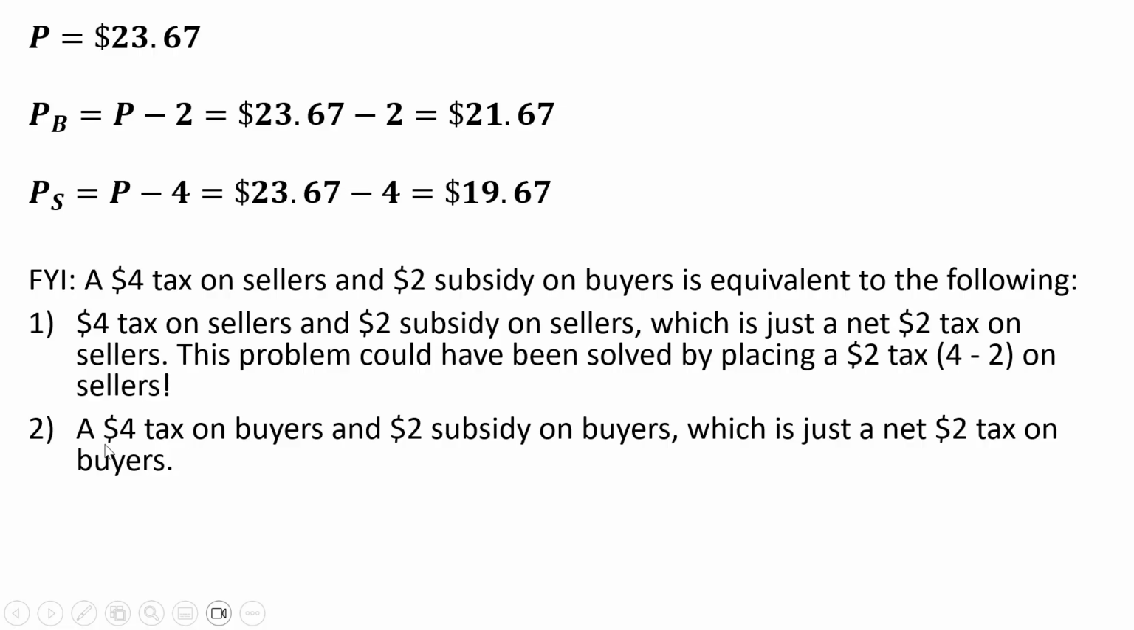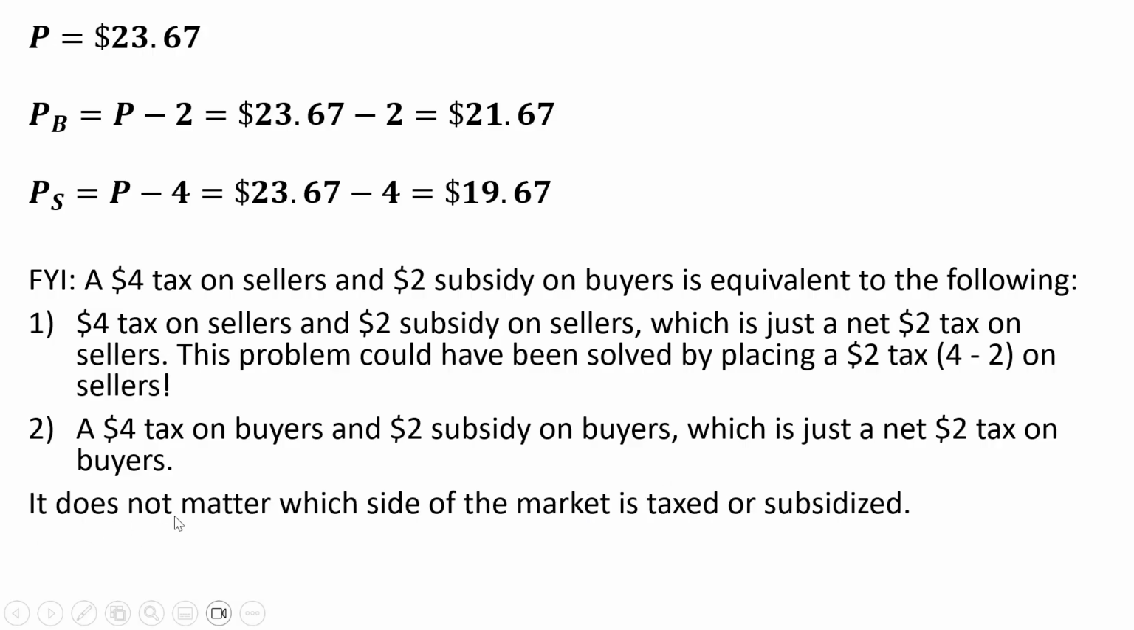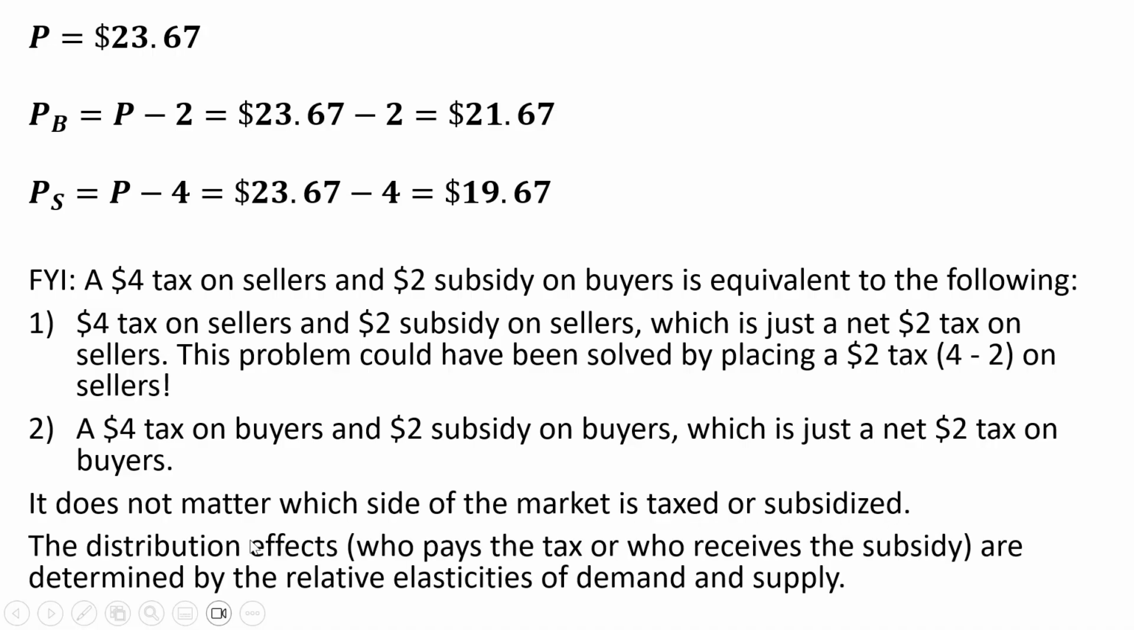On the other hand, this problem is equivalent to a $4 tax on buyers and a $2 subsidy on buyers, which is equivalent to a net $2 tax on buyers. Again, this problem could have been solved by simply placing a $2 tax on buyers. It does not matter which side of the market is taxed or subsidized. The distribution effects, who pays the tax or who receives the subsidy, are determined by the relative elasticities of demand and supply.